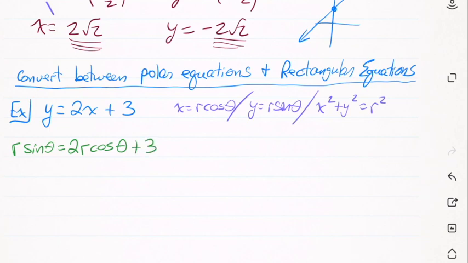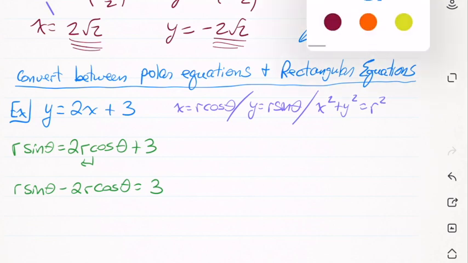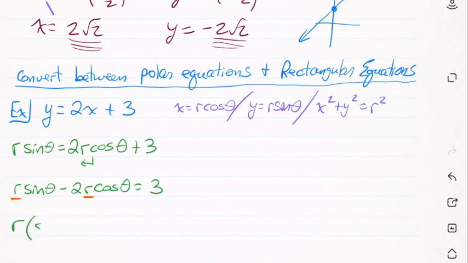So the goal here is to solve for r, if it's possible. The first technique would be to get the r's on the same side of the equation. So I'm going to move this guy over to the other side. This becomes r sine theta minus 2r cosine theta equals 3. Now we're trying to solve for r, and r is in two different locations. It's here and it's here. So the technique you want to use is factoring. You factor out an r and see what's left behind. So we get r times sine of theta minus 2 cosine of theta, and this will equal 3.